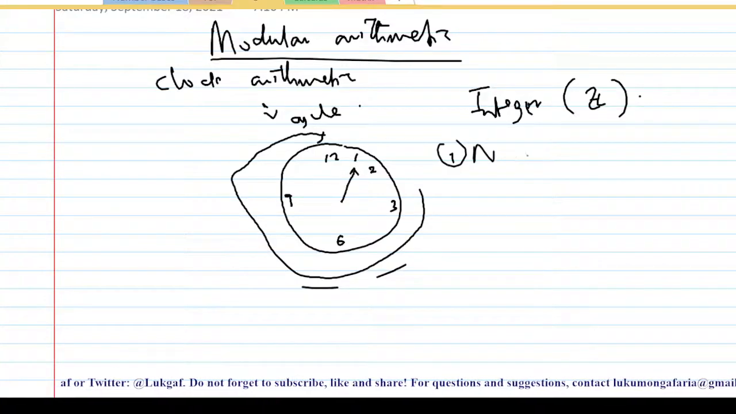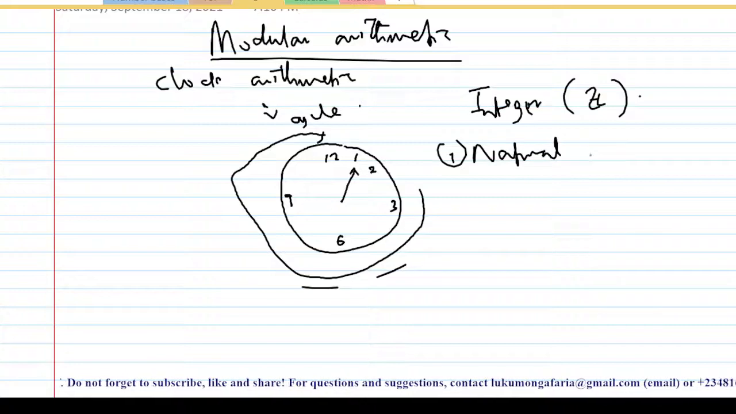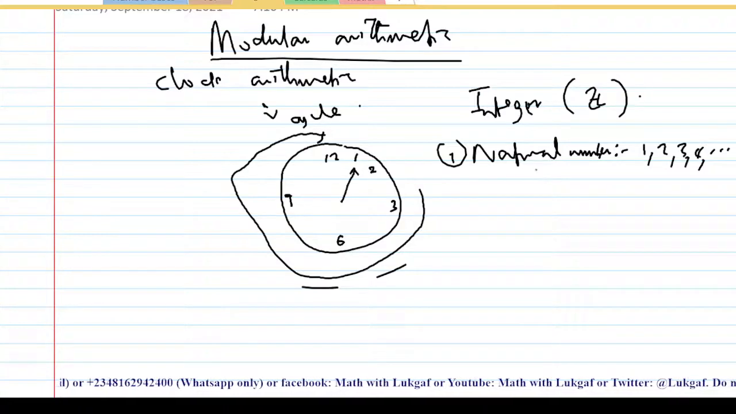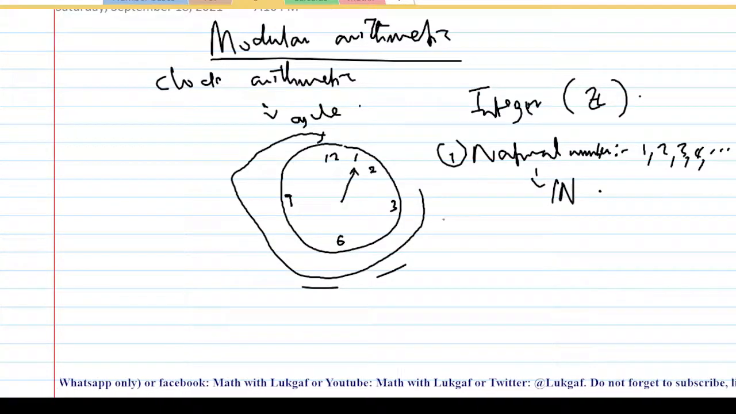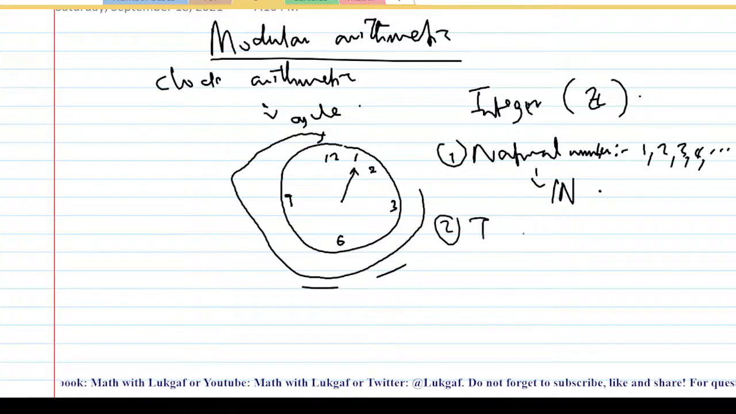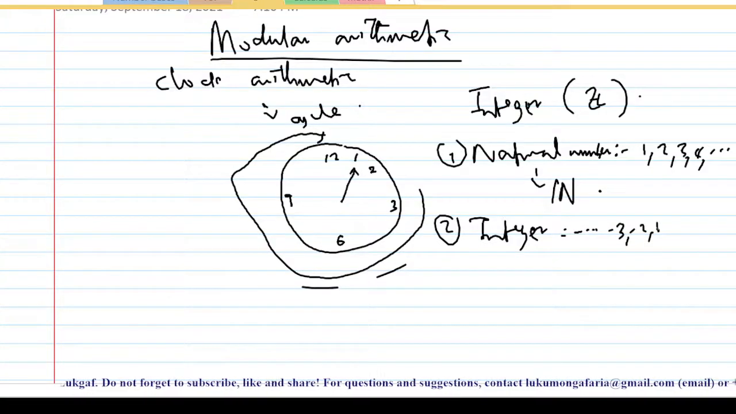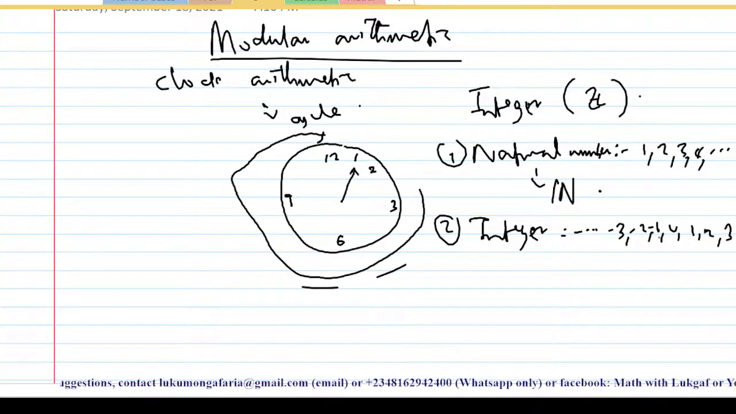Don't forget, we have systems of numbers. We have natural numbers. When we say natural numbers, they are the set of counting numbers, those numbers we were exposed to when we were in primary school. Likewise, we have integers. So what are integers? They are the set of positive numbers, negative numbers and zero.